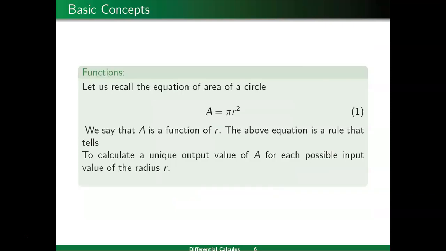Let us recall the equation of the area of a circle. We know capital A denotes the area of the circle, A equals pi r square, where r denotes the radius of the circle. We say A is a function of r because as the value of r varies, the value of A will vary accordingly. So equation 1 is the rule which tells how to calculate a unique output value of A for each possible input value of the radius r.